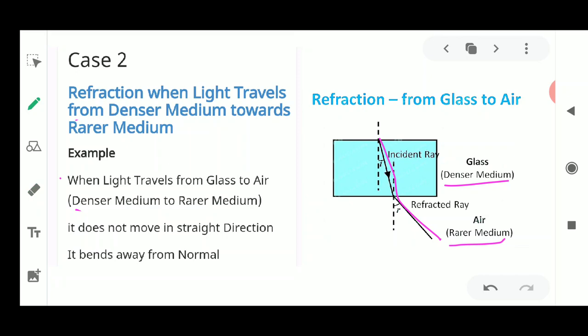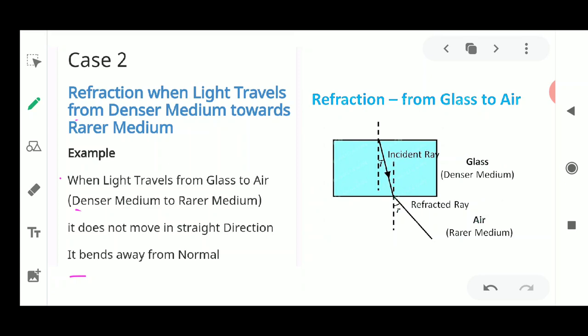Again it does not move in a straight direction, it bends. Why? Because the two mediums are changing, that is why it bends. Now where does it bend? Since the speed was less in the glass, as it moves into the rarer medium, the speed of light increases again. Why? Because fewer collisions with the particles take place, as the molecules are away from each other in the air and it is very easy for the light to travel.